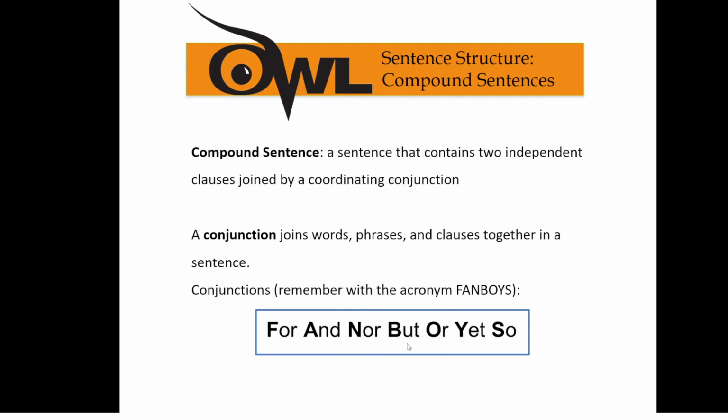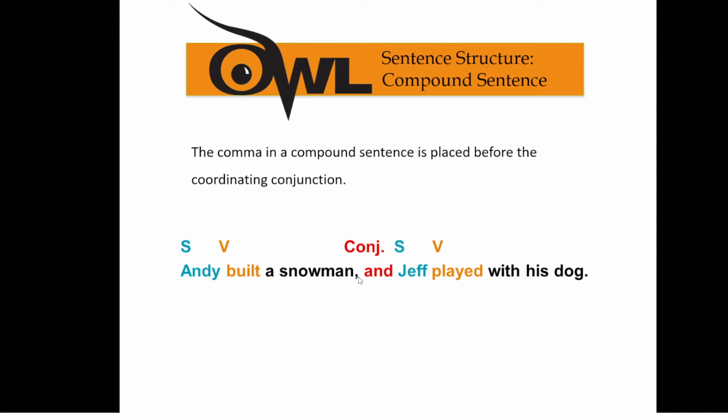For example, if we chose something like so, Andy built a snowman, comma, so Jeff played with his dog, that would imply there's some causal relationship between these two actions, whereas and is pretty much just these two things both occurred. Okay? But regardless of which one you pick, you put the comma before the coordinating conjunction when you're working with two independent clauses.